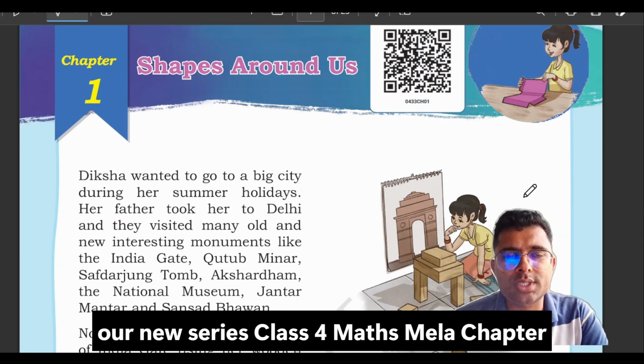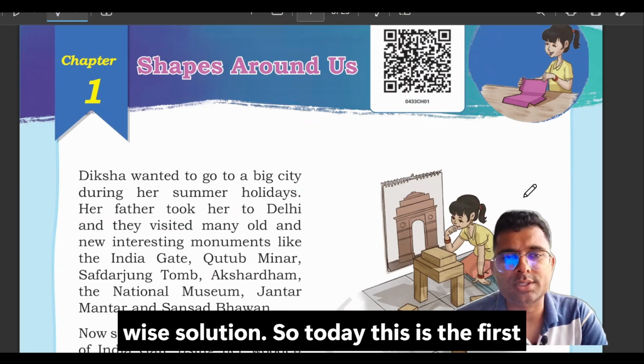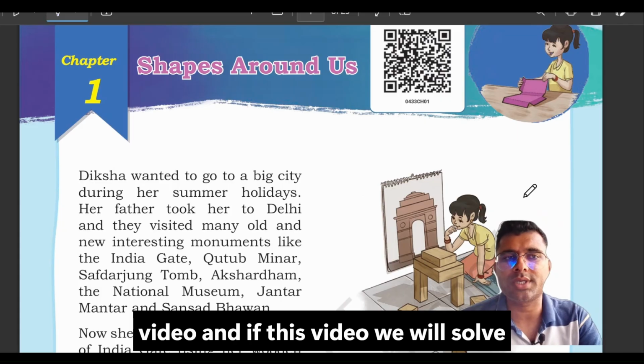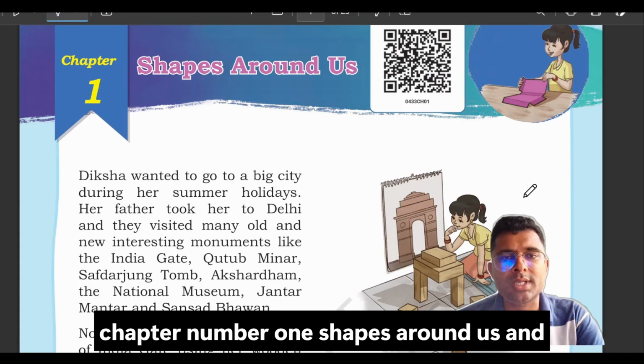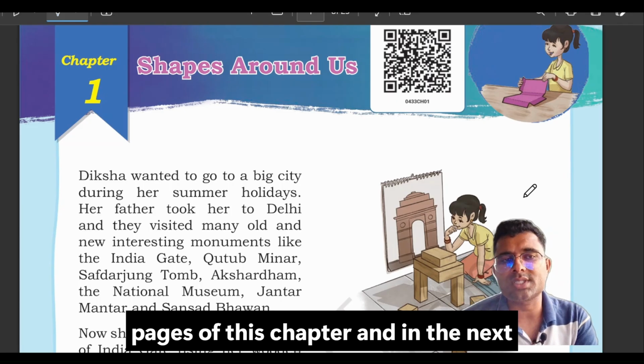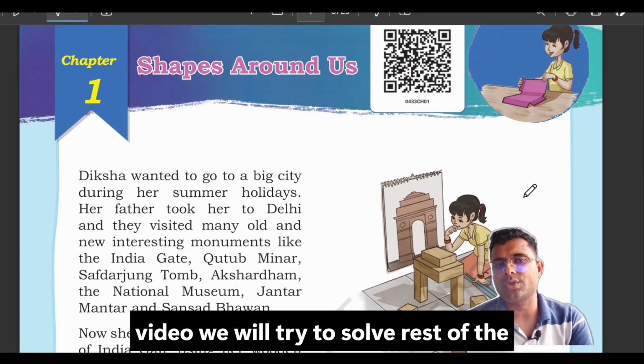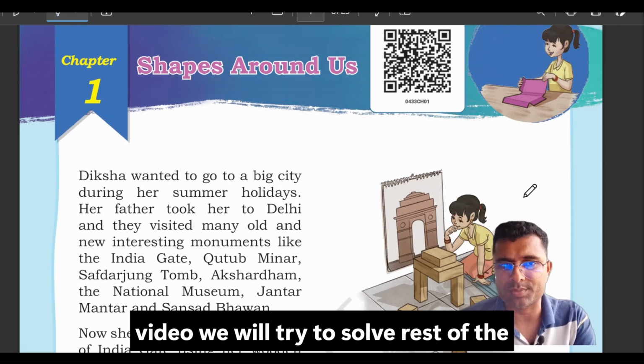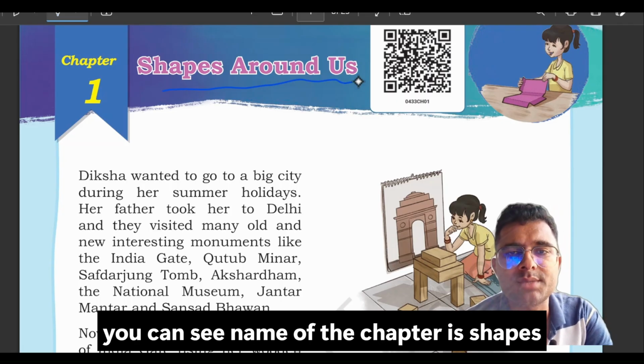This is our new series, Class 4 Maths Mela chapter-wise solution. Today is the first video, and in this video we will solve Chapter 1, Shapes Around Us. In this video, children, we will solve the first 9 pages of this chapter, and in the next video we will try to solve the rest of the pages. So the name of the chapter is Shapes Around Us.